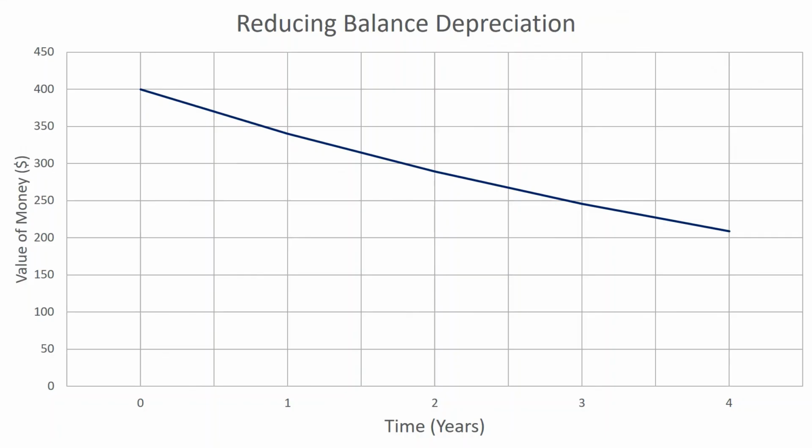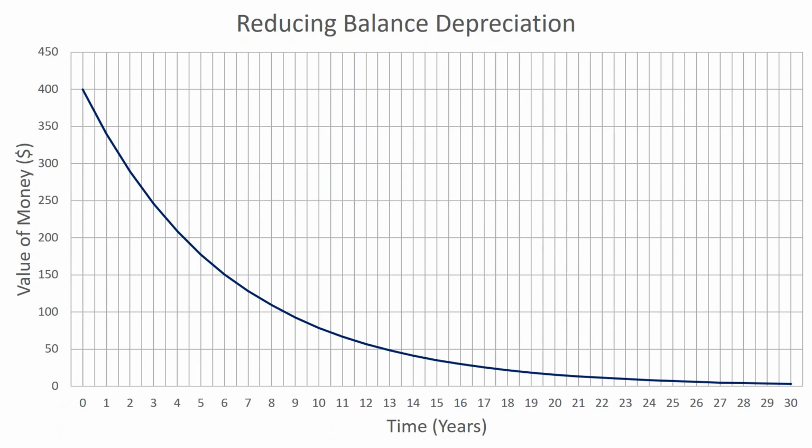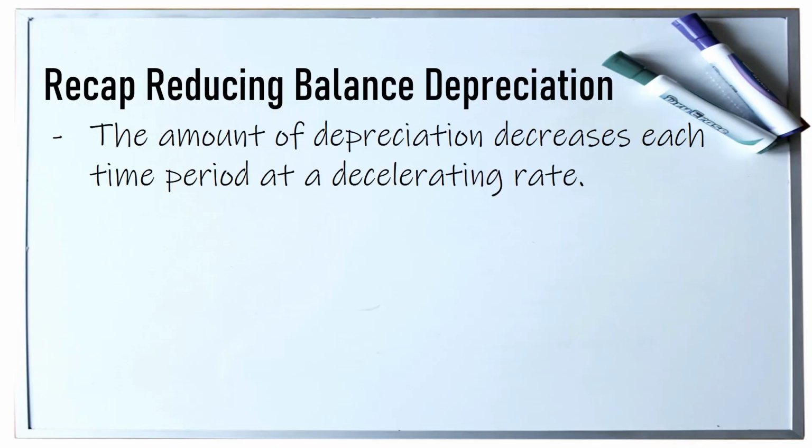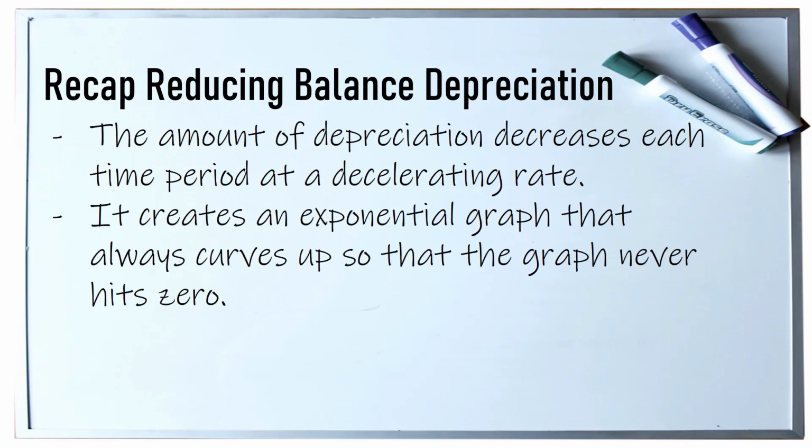Reducing balance depreciation over a short period of time can look like a straight line. However, over a longer period of time, you can see the more classic curve. It depreciates a lot at the beginning and then starts to flatten out as it loses its value. Let's recap reducing balance depreciation. The amount of depreciation decreases each time period at a decelerating rate. It creates an exponential graph that curves up so that the graph never hits zero.